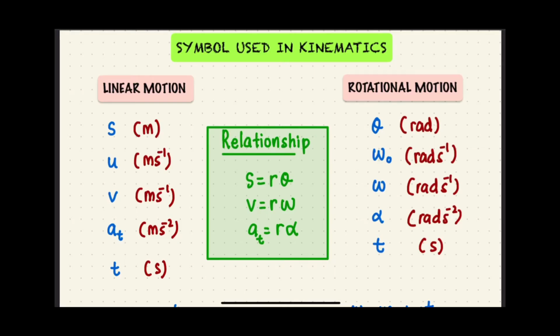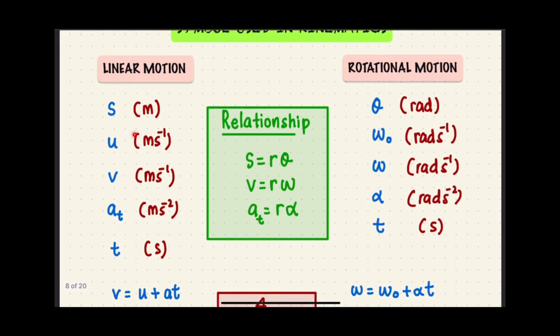Okay, symbols used in kinematics. As you have learned about linear motion, you have learned about S, U, V, A, and T, whereas the units are meter, meter per second, and meter per second square, and for the time it is second. Okay, so now in this chapter, you have to learn rotational motion.